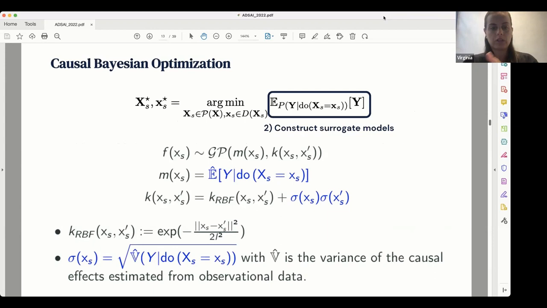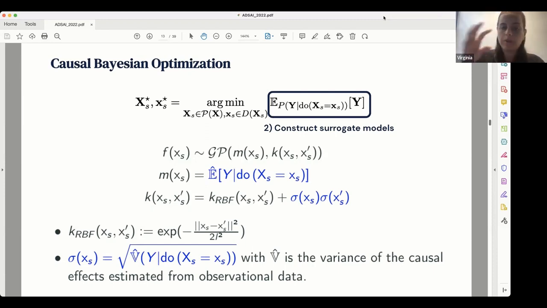Specifically, these expressions written in blue correspond, for the mean function, to the estimated average causal effects that we can estimate with the do-calculus and observational data, while the sigma of x corresponds to the standard deviation of the causal effects, also computed with the do-calculus, and so approximated with observational data. So the idea is that we use an RBF kernel, but we also inflate the variance terms to account for the uncertainty that we have on the mean function, which is, again, an approximation.